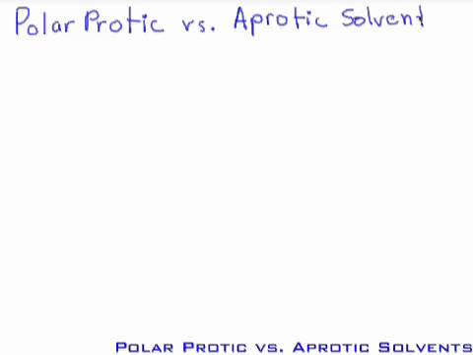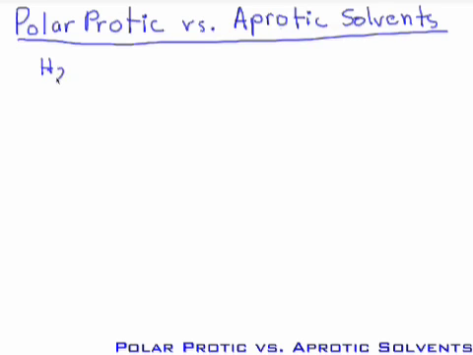Let's look at some examples of each. Protic solvents would be solvents like water, methanol, ethanol, so any ROH alcohol. These are examples of protic solvents.